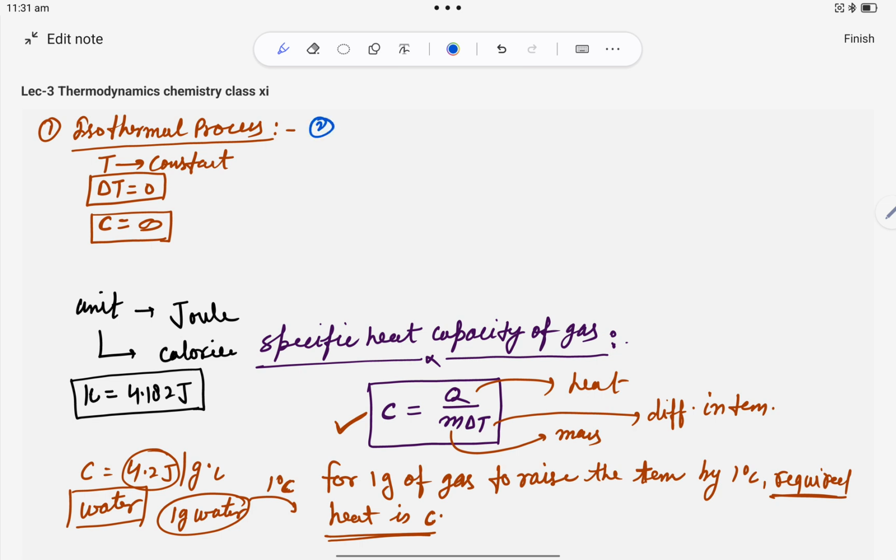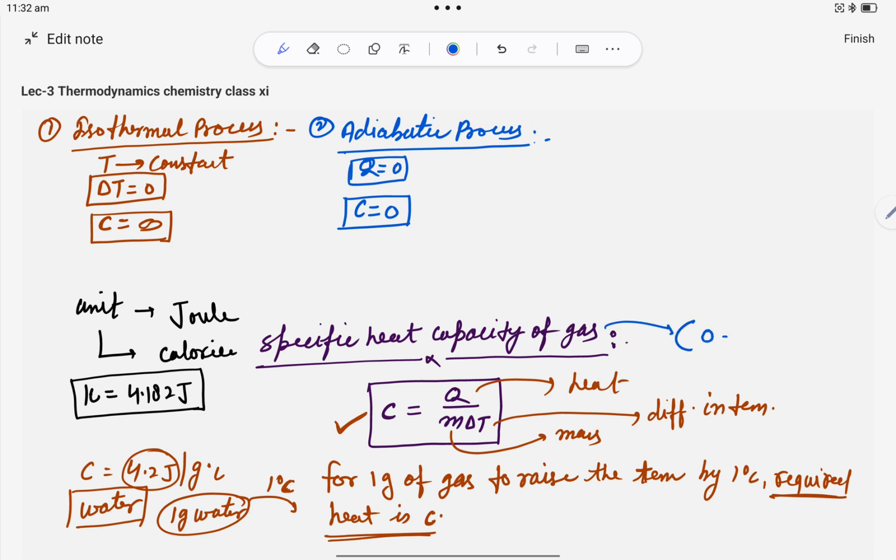Now the adiabatic process. See what happens in the adiabatic process. Adiabatic means Q is equal to 0, no heat exchange. Then 0 upon something is 0. So here the specific heat capacity is 0. So the specific heat varies from 0 to infinite. That's the thing I want to tell you.